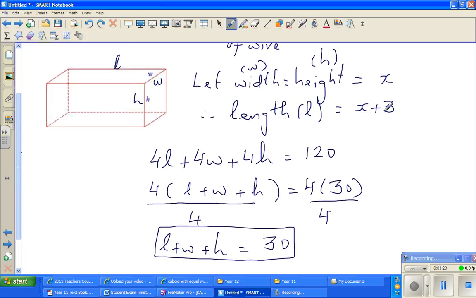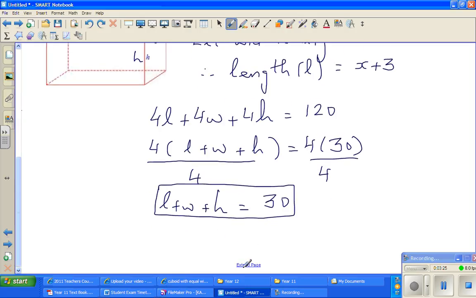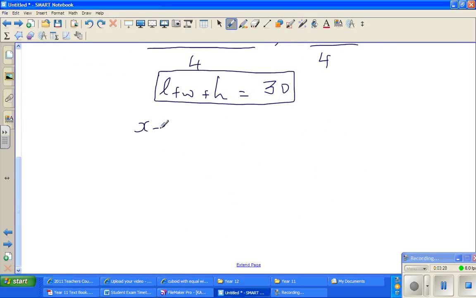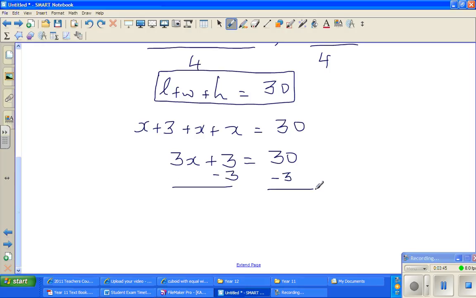Now we know L is X plus 3, so I'm going to substitute everything in terms of X. So can I say X plus 3 plus X plus X is equal to 30. So you've got 3 lots of X. 3X plus 3 is equal to 30. If you take away 3 from this side, you have to take away 3 from this side. So you get 3X is equal to 27. Now what should you do? You should divide this side by 3, and you divide this side by 3. Therefore, X is equal to 9 centimeters.